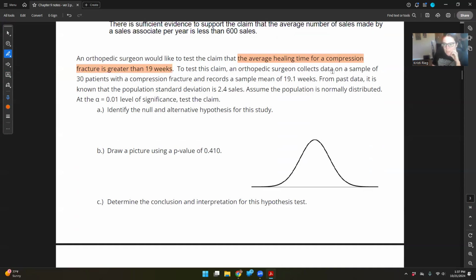To test this claim, an orthopedic surgeon collects data on a sample of 30 patients, so we know N, again, we'll be using that soon, and records a sample mean of 19.1 weeks. From past data, it is known that the population standard deviation, sigma, is 2.4. Assume the population is normally distributed at the alpha equals 0.01 level of significance.